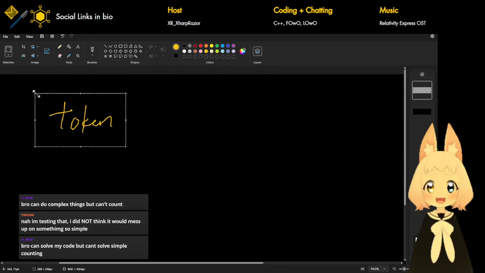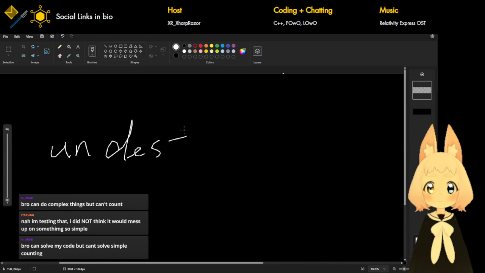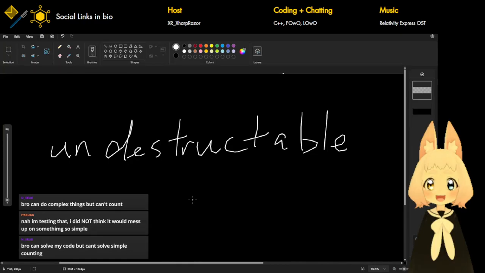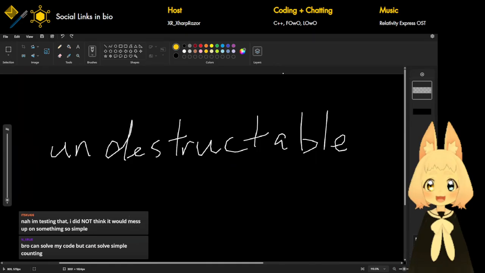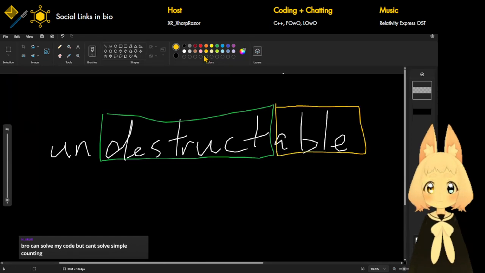For example, I'm going to use a classical English word, indestructible. For a normal human, what they see is just one word. But native English speakers or students will sometimes break things up into smaller parts. So sometimes what is a single word might not be a single token.